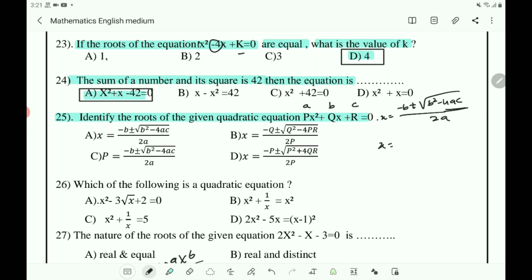So it must be minus b means minus q plus or minus square root of b square is q square minus 4 into a is p, c is r, by 2a. 2a is 2 into p. So you leave this here. Here you write 2p. Out of this, which one is correct? You select here. Minus q is there. Yes, minus q, minus b. So directly you can write the answer, option B. What is the answer? Option B is the answer. Note down the answer, option B.